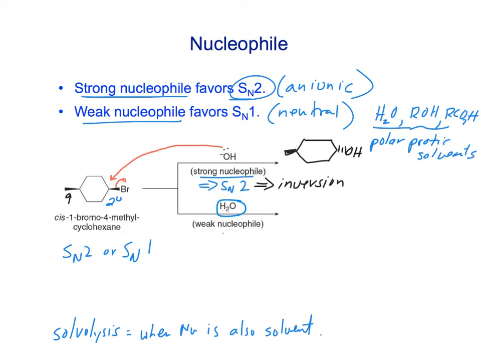So water is a weak nucleophile, and so this will support an SN1 mechanism. We know that SN1 gives us a mixture of stereochemistry. All right, so let's just draw out how this would go. I'm going to fit it in down here. So remember, the first step of this is just loss of the leaving group. So I'll just draw this in green. So the leaving group comes off.